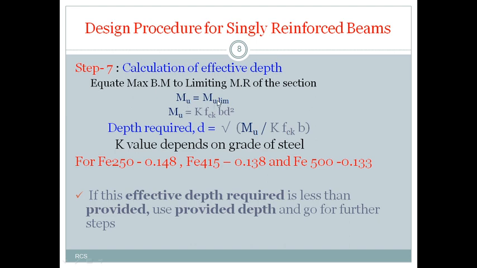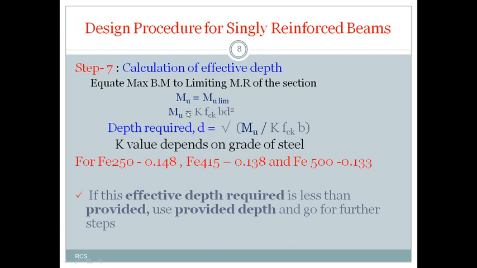Here Mu is equal to Mu limit, which can be calculated using the formula K into FCK BD square. Here K depends upon the grade of steel, right? As already discussed, for Fe250 it is 0.148, for Fe415 it is 0.138, and for Fe500 it is 0.133. Based on the grade of steel, this value will be calculated.